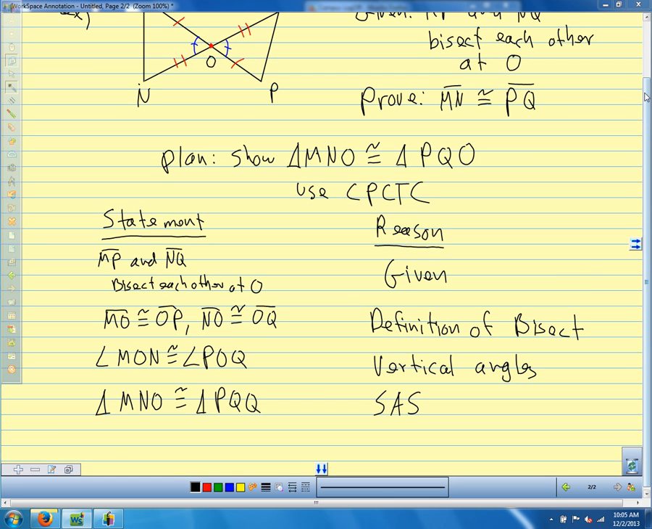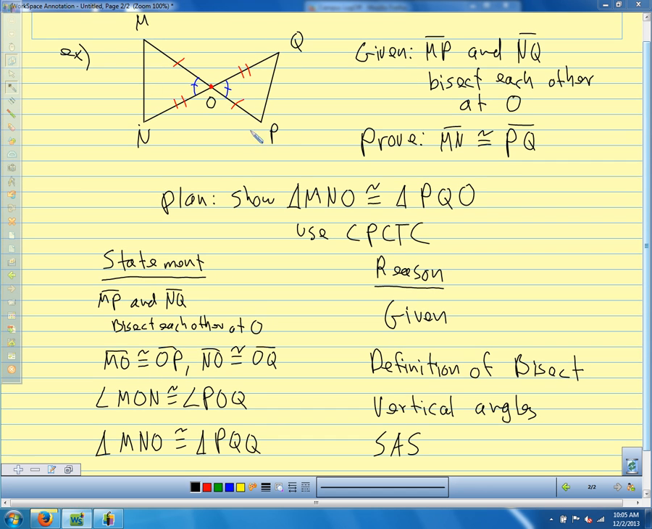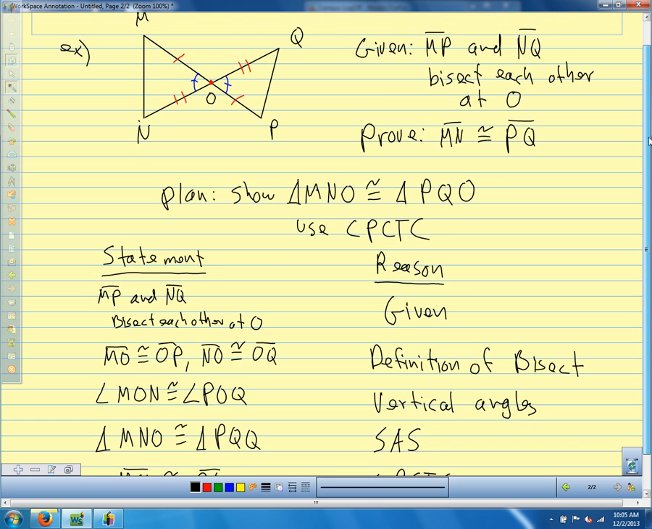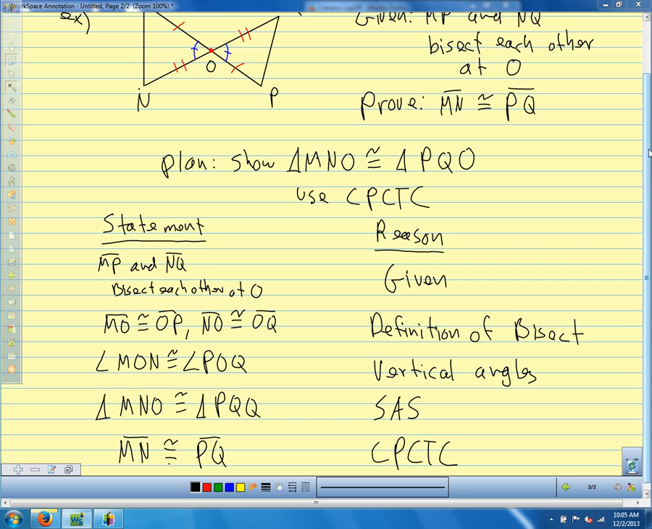We can say that these matching parts, segment MN, is congruent to segment PQ. And our reason for that is CPCTC. Corresponding parts of congruent triangles are congruent. So we showed that triangles are congruent. That guarantees us that all the matching parts are congruent. Questions there?